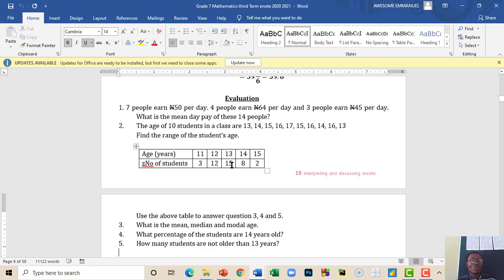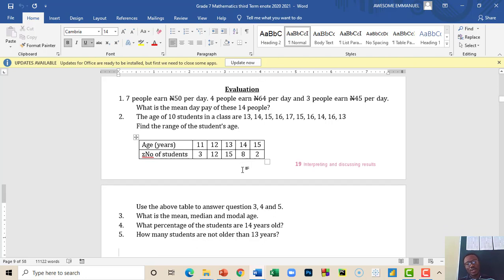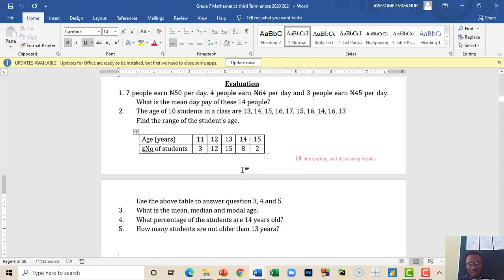So the number of students not older than 13 are from 13 years downward, which is 15 plus 12 plus 3, which is 30. So 30 students are not older than 13. Did you get 30? If you actually did, then thumbs up for you.